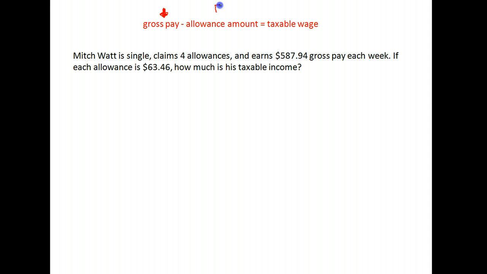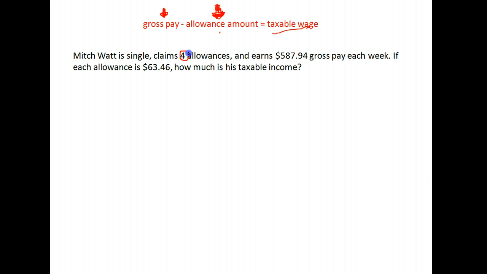We subtract the allowance amount. So remember those allowances we talked about in the previous video. Those allowances are things that we can take out of our income so that we don't have to pay taxes on. They're trying to give us a break there. And if we subtract those two, then we get the taxable wages, the wages that taxes can actually be taken out of.